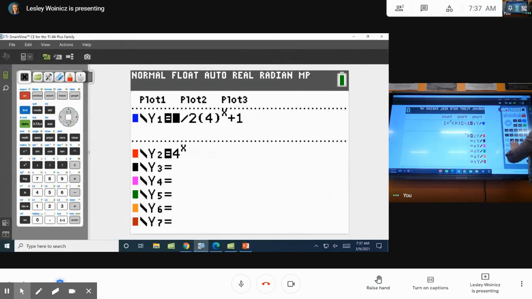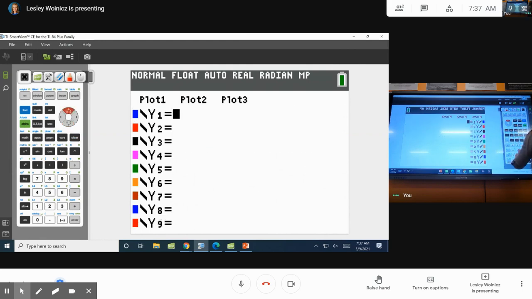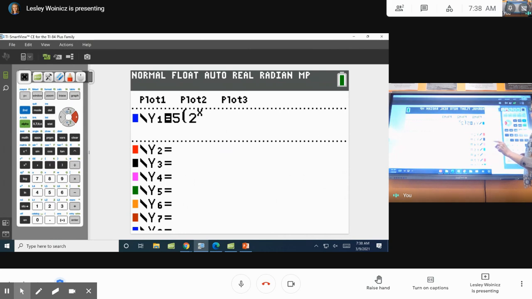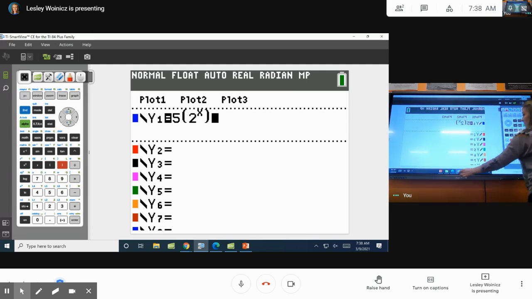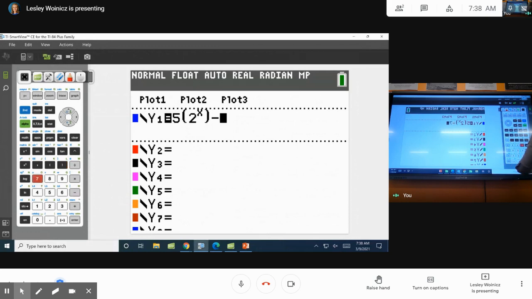So I'm going to Y equals, clearing out whatever's in there. And I want 5 times 2, power caret x. I want to arrow out of my power, and then close my parentheses. Then minus 7. Okay, so then we want to see a graph of this.